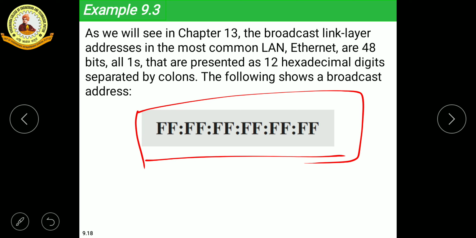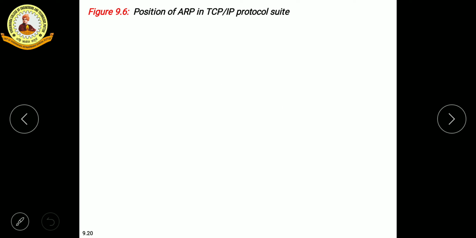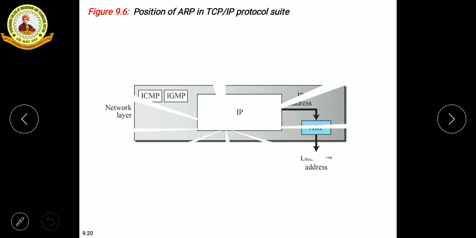Then the next and the last part of this video is the Address Resolution Protocol. What is the Address Resolution Protocol? Anytime a node has an IP datagram to send to another node in a link, it should have the IP address of the receiving node. It is a must and compulsory. We will discuss this with an example. This is where ARP comes in. It is one of the protocols in the network layer.